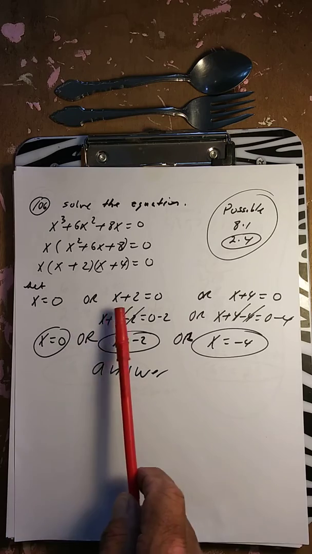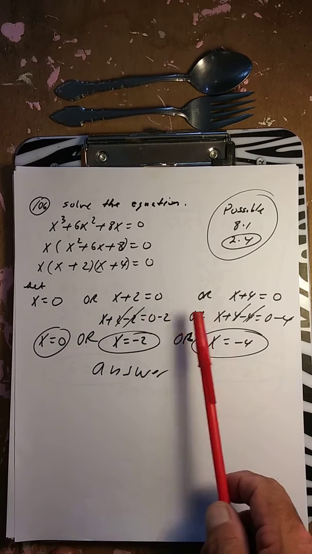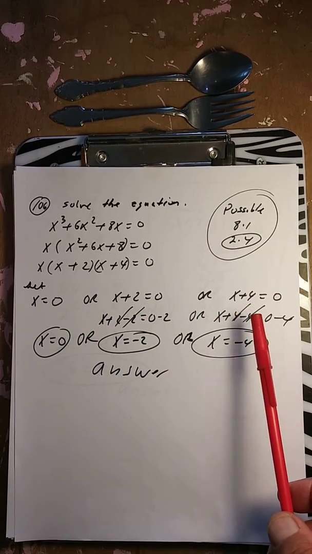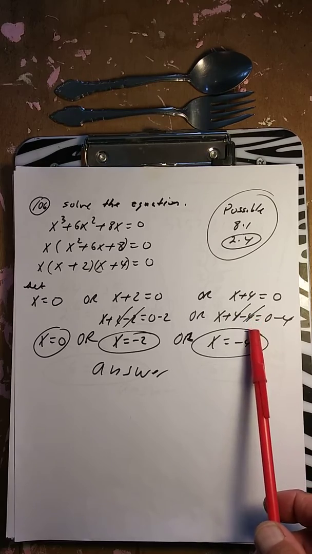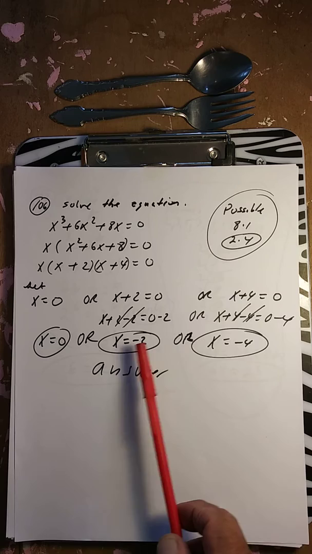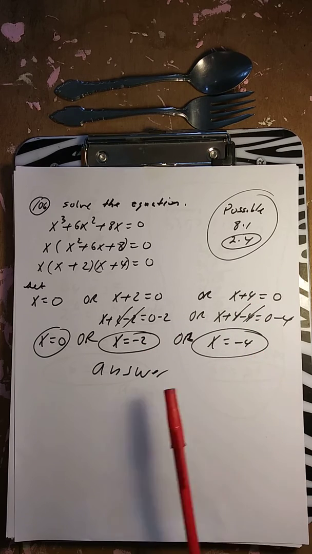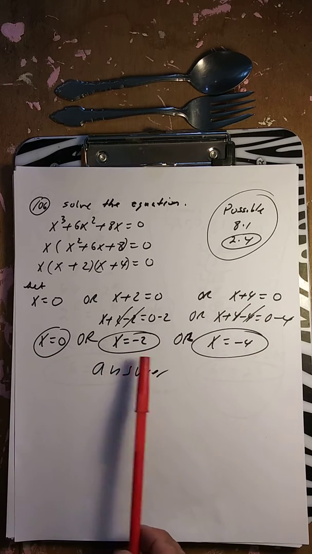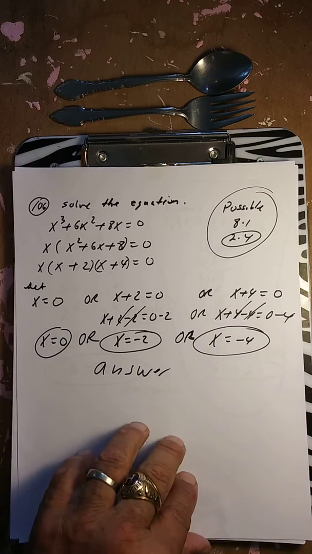Set x equals 0, x plus 2 equals 0, or x plus 4 equals 0. So now we're going to work it out from there. We have, that's done, x equals 0. Minus 2, x is negative 2. Minus 4, x is negative 4. So the answer is going to be 0, negative 2, and negative 4.